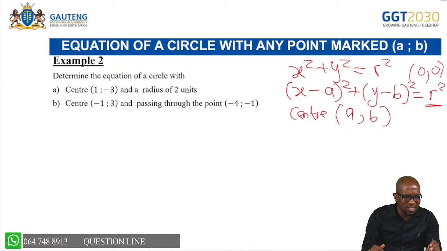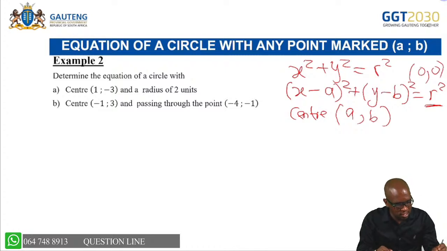Now you can see that the center is no longer (0; 0), which shows that this circle is not centered at the origin, but it is centered at a new point (1; -3), which means there was a transformation of 1 unit horizontally and 3 units vertically. Because of that, everything else changes. Now, let's look at how we can solve this one.